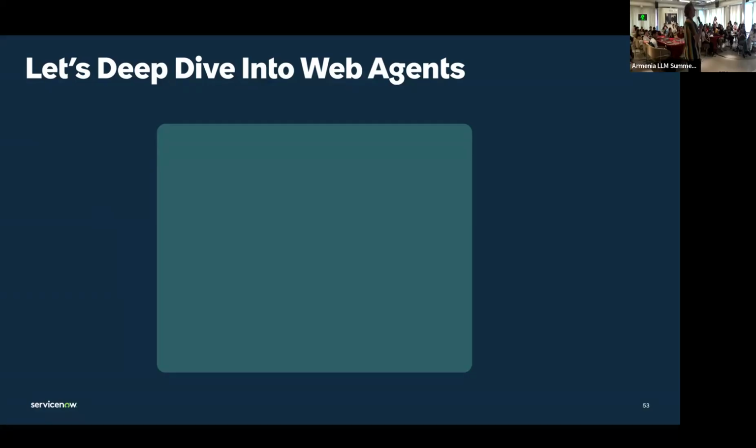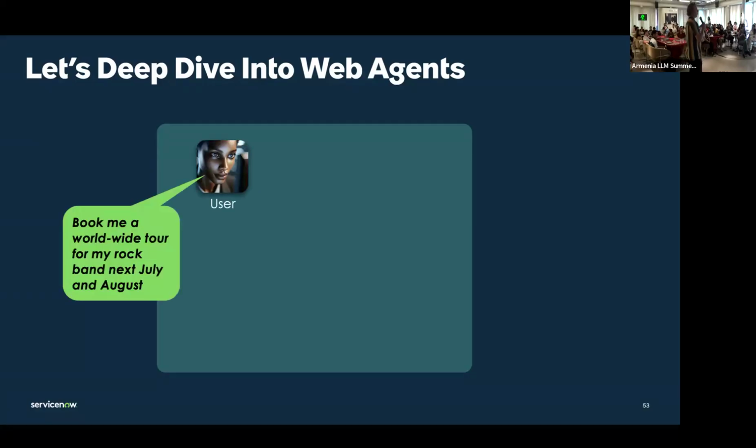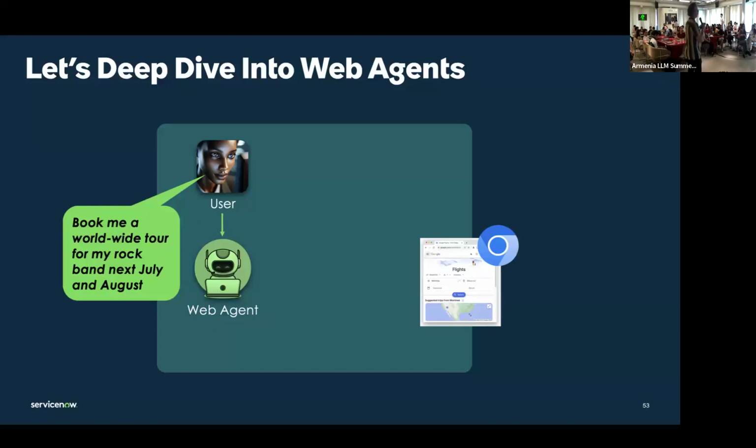So what is a web agent? Well, a user asked a question: book me a worldwide tour for my rock band. A web agent is again an agent like we defined before, though the environment is a web browser. So here the environment is Chromium, and the agent will perceive the website. We'll see how this is done. And then the agent will be able to make actions to control the browser and solve the task.